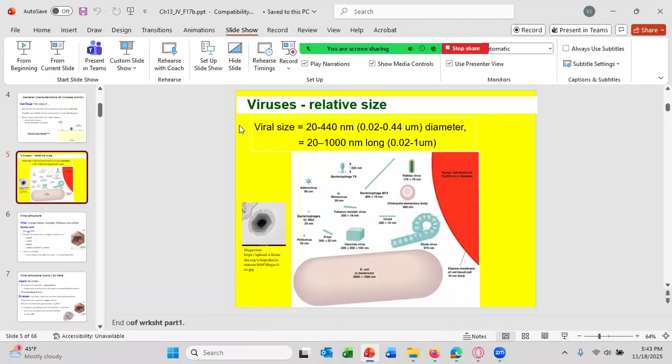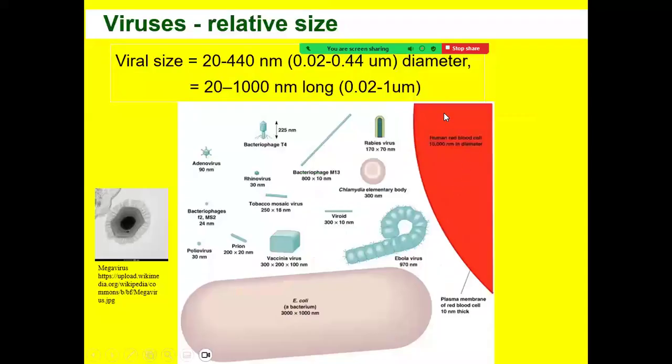So looking at the size difference, let me blow this up. Here we're seeing a portion of a red blood cell. And there's an E. coli bacterium, slightly larger than your average bacteria. The width is about the size of the average bacteria, but it's slightly longer than the average bacteria. And the very largest virus is megavirus, which is about 0.44 micrometers in diameter.